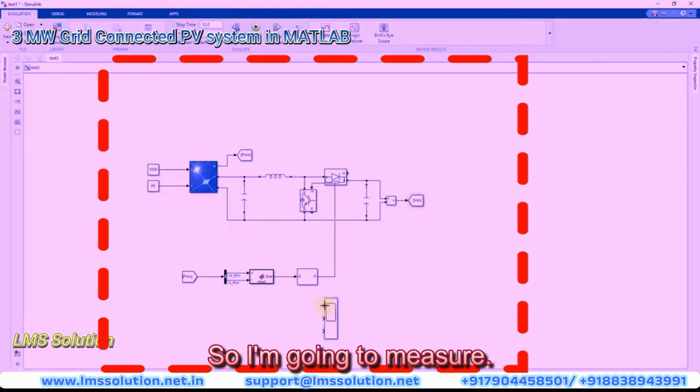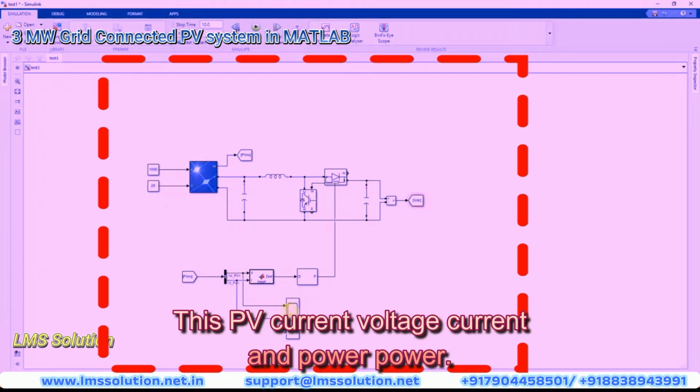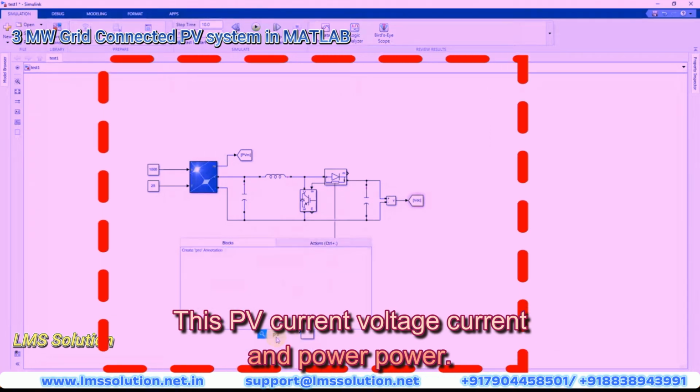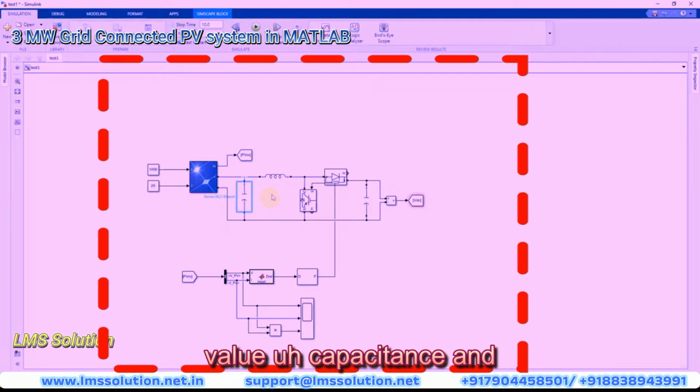So I'm going to measure this PV current, voltage, current and power. I'm going to take the product. Okay, this one. Next we need to design this value there.